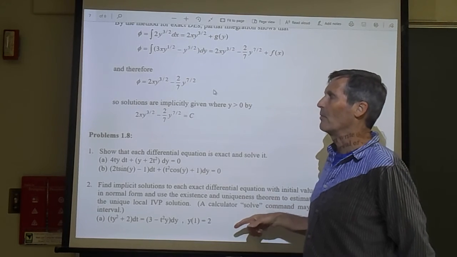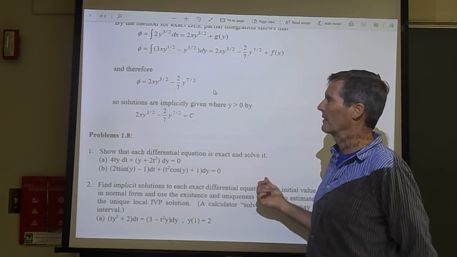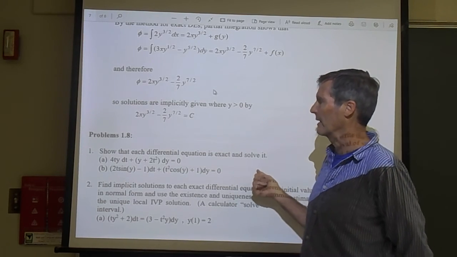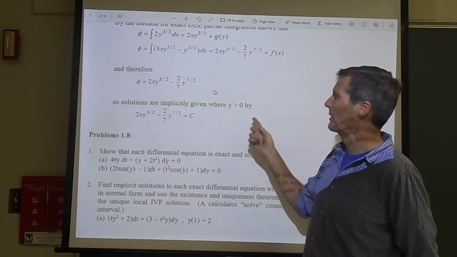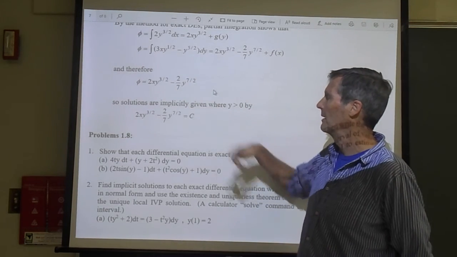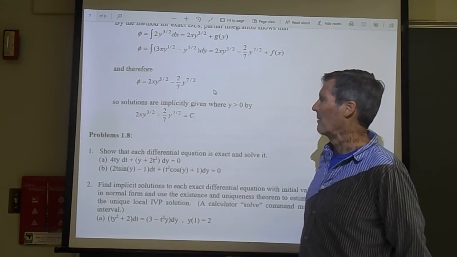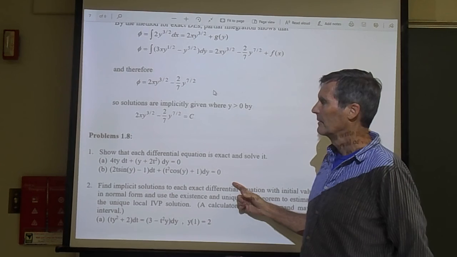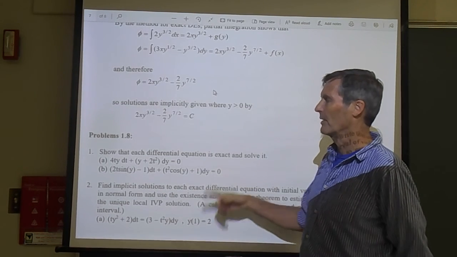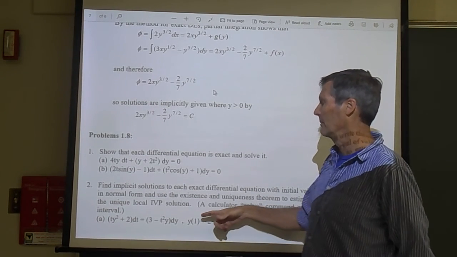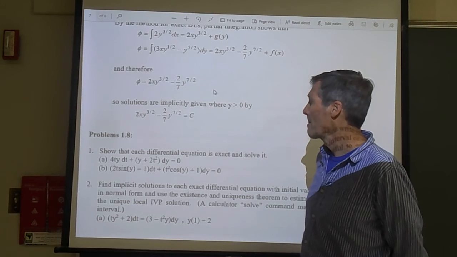If nx minus my over m is a function of y only, then you can take e to the integral of that and get an integrating factor. Either way, you get the equation exact and integrate by our method of the last section to solve it. It's just a one-two step. Find an integrating factor, integrate to find phi, write phi equals a constant, and you're done.